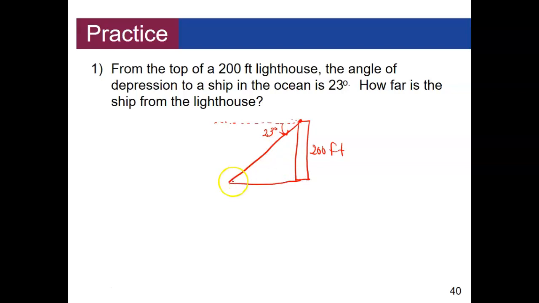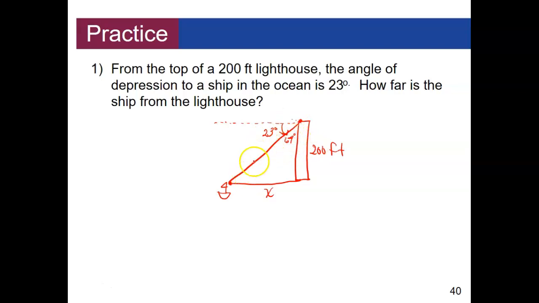Okay, so over here is the ship in the ocean, and we have to find out how far the ship is from the lighthouse. So we want to find this distance here, the distance from the ship to the lighthouse. We know that this is 23 degrees, that's our angle of depression. A couple things we could do. One is we know this is a right angle, so we could do 90 minus 23, which gives me 67. That's one way to do it.